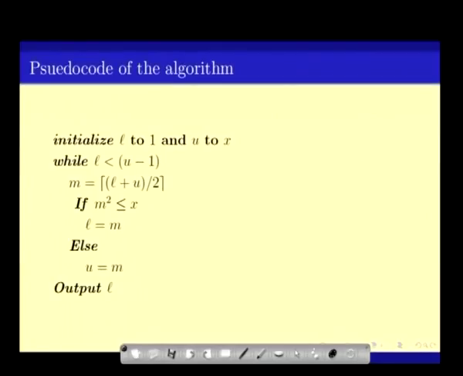Anyway, so now let us see the pseudocode of this algorithm. The pseudocode of the algorithm is basically what we just did. We had the lower bound L and the upper bound U. U is put as X, L is put as 1. While the difference between L and U is more than 1, every time you go to the middle point, if this middle point squared is less than or equal to X, we update L to M. Otherwise, we update the upper bound to M.